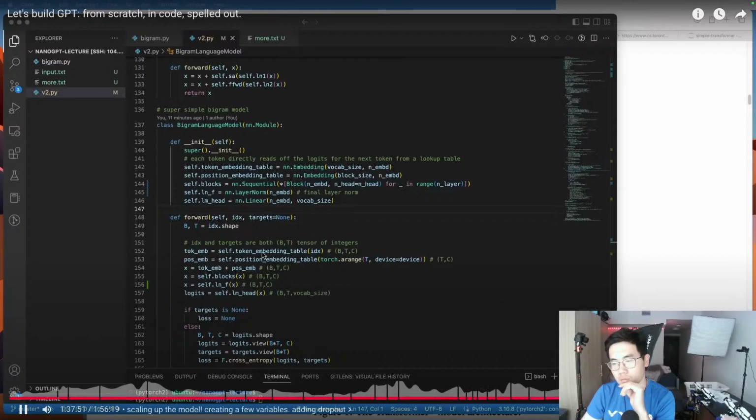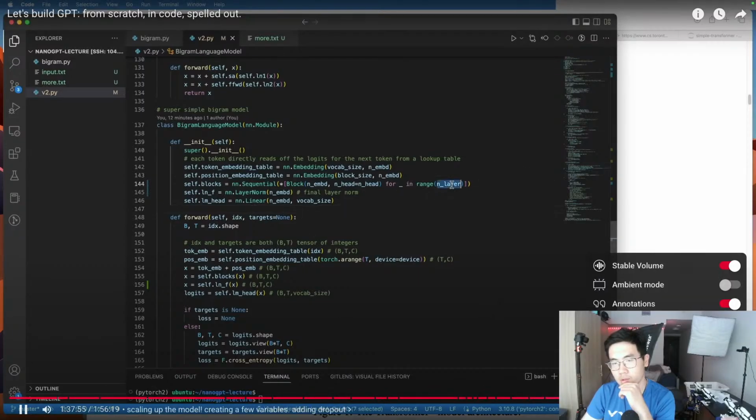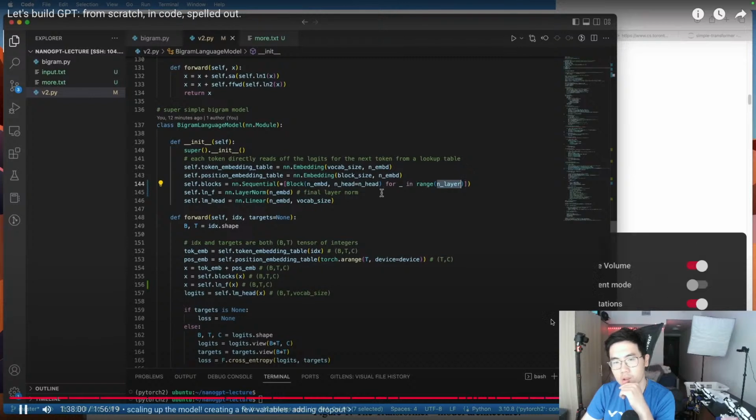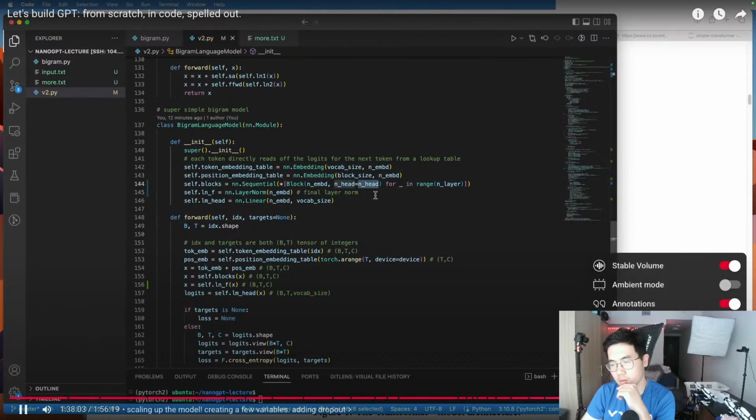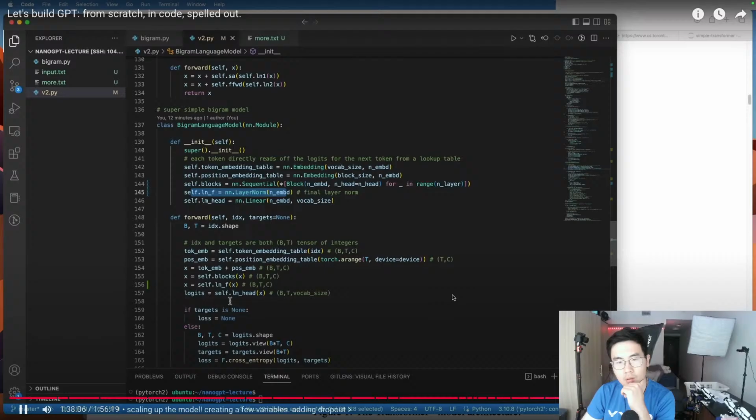Now, in order to scale up the model, I had to perform some cosmetic changes here to make it nicer. So I introduced this variable called nLayer, which just specifies how many layers of the blocks we're going to have. I created a bunch of blocks, and we have a new variable number of heads as well. I pulled out the layer norm here, and so this is identical.